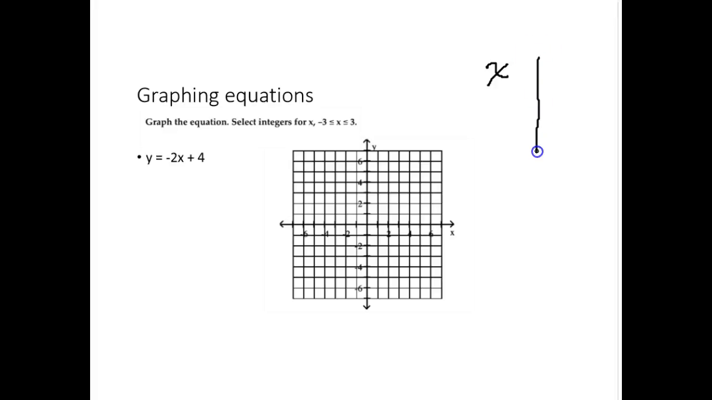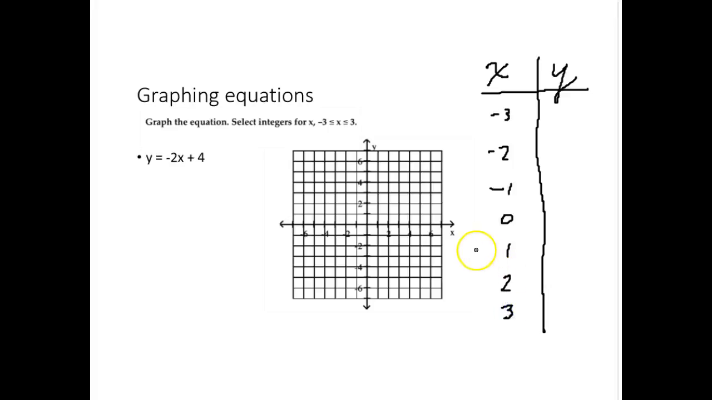is I'm going to set this up. I'll make myself an x and a y, and plug in a negative 3, a negative 2, a negative 1, a 0, a 1, a 2, and a 3. I'm going to plug those in. Just plug and chug for each one of these.